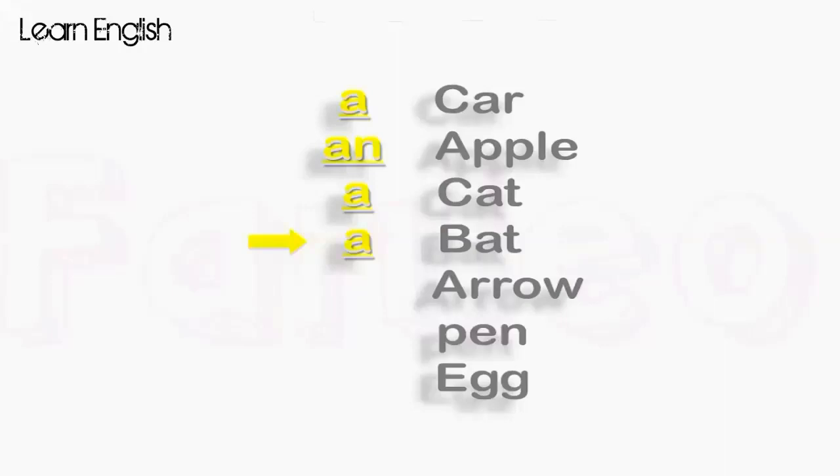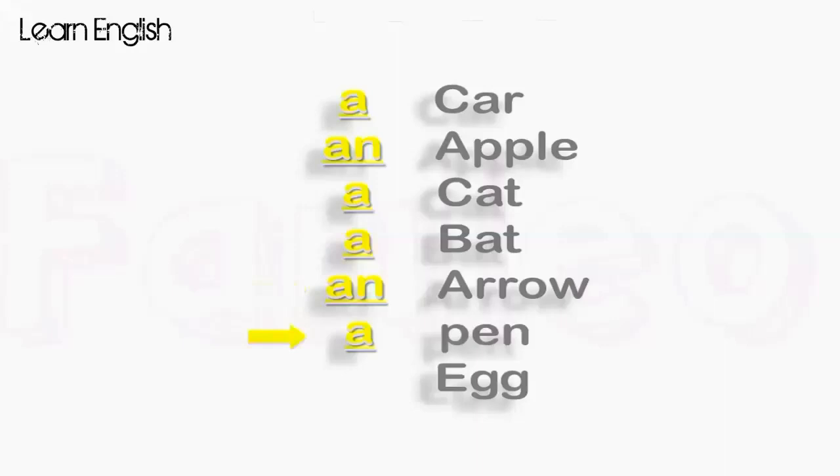The next example that we have is arrow. Now arrow starts with a vowel, and whenever a noun starts with a vowel, we will have to put an in front of it. But remember, when you put an in front of a noun that starts with a vowel, it sounds like the same word. For example, an apple. It is pronounced in such a way that it sounds like the same word. Now we have an arrow.